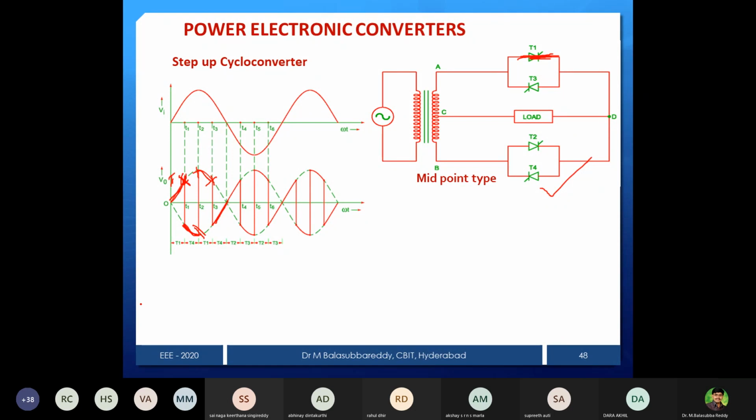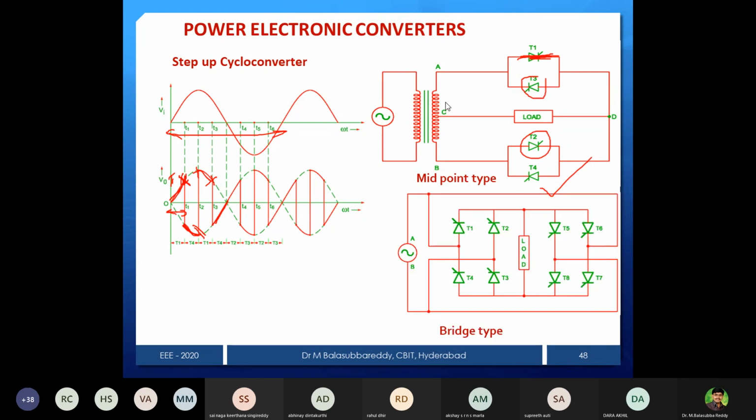If I give a pulse to T1, it will conduct up to pi, like a step down. But now what will happen? The output frequency time duration is very small, 4 times smaller when compared to this. Then this is one cycle, then second cycle, then third, fourth, like that. For the negative half cycle, you also operate T3 and T2, and you will get another set of cycles. So with that we are able to get a higher output frequency by applying forced commutation.